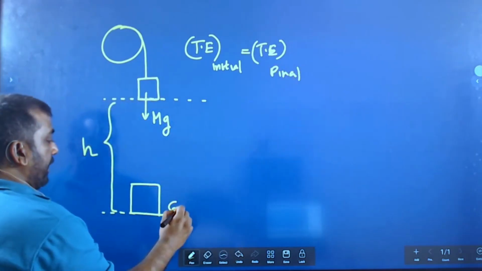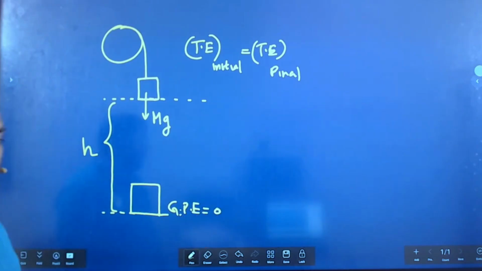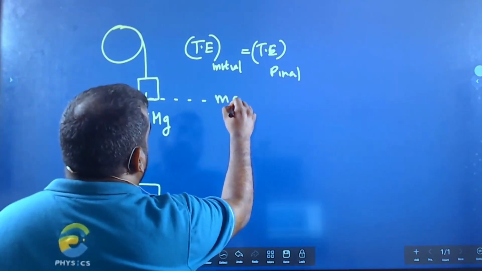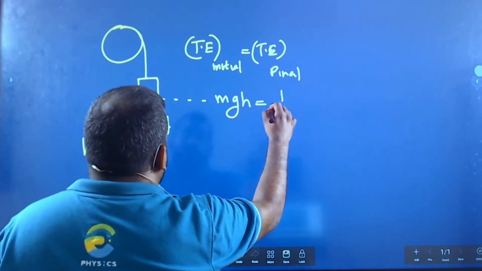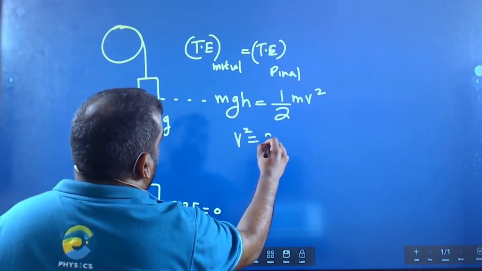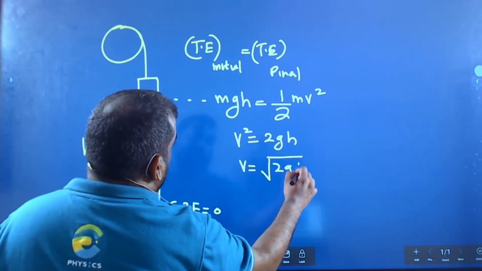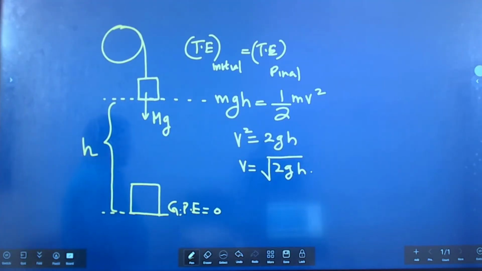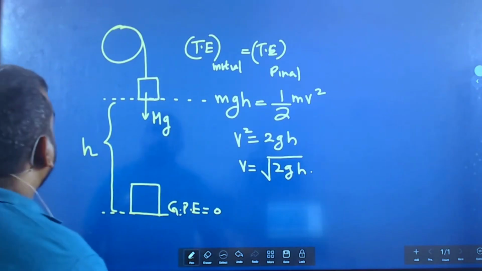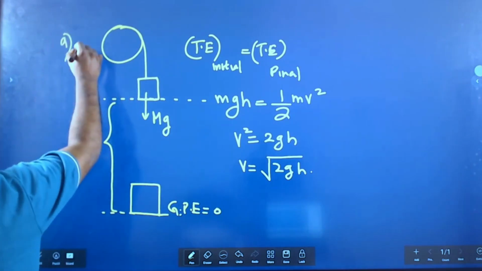For that you can take this as the GPE equals 0 line. Total energy initial is gravitational potential, mgh. Total energy final is half mv squared. v squared equal to 2gh. v is equal to square root of 2gh. Right. This is your part A Roman 1 answer.